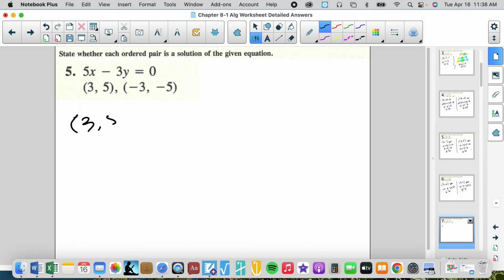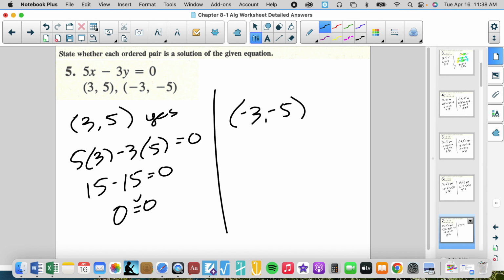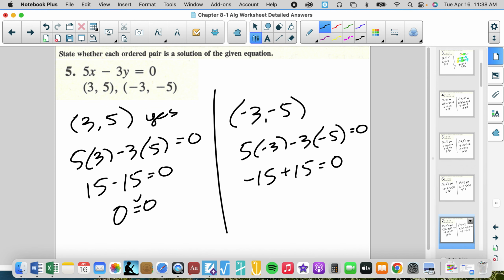Let's write the first coordinate. We're going to test it. 5 times 3 minus 3 times 5 equals 0. That's 15 minus 15. 15 minus 15 is 0, so that's a yes. And we're going to test negative 3, negative 5. So 5 times negative 3 minus 3 times negative 5 equals 0. That's negative 15 plus 15 equals 0. And 0 still equals 0. So that is a yes also.